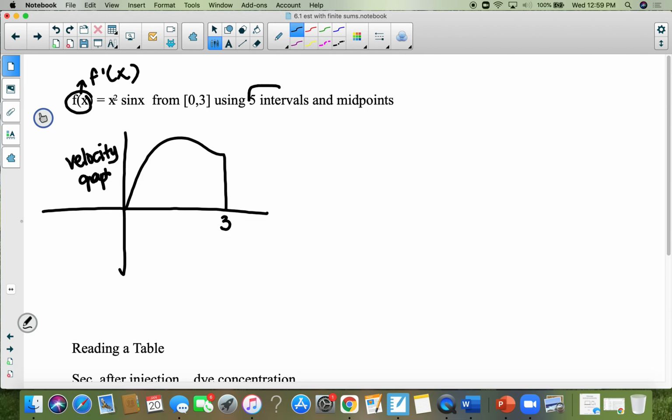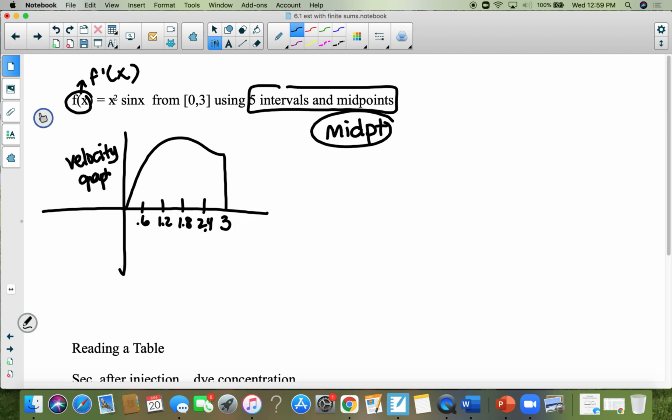They want you to break this up into 5 intervals. So 3 divided by 5, you're counting by 0.6. So 1.2, 1.8, and 2.4, and then 3. And they want you to use the midpoint one to do this problem. Well, if you put the rectangles in here, I'm just going to do it really fast. They're supposed to be touching up there. If you're going to put the 1, 2, 3, 4, 5 rectangles in there, they all have the same width. They all have 0.6 as its width.